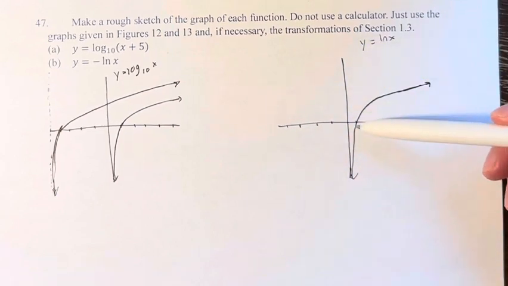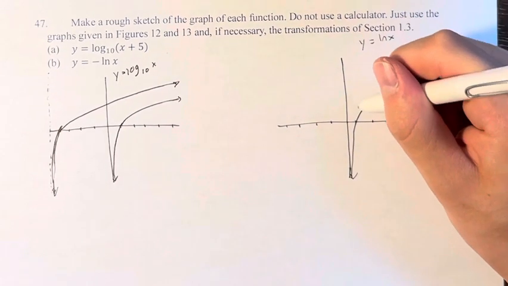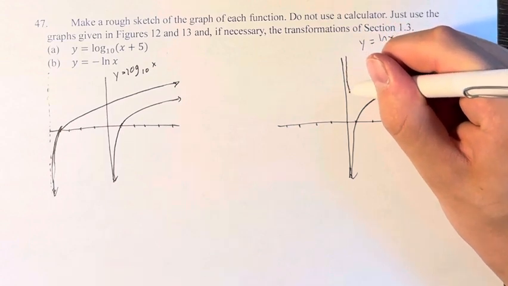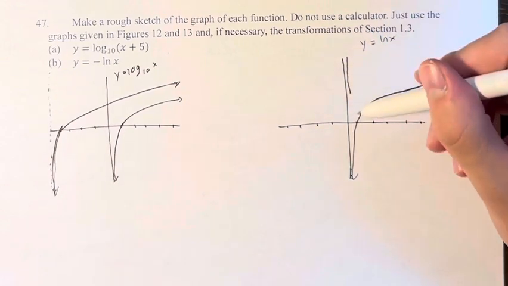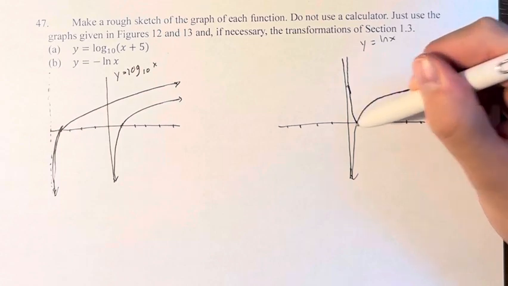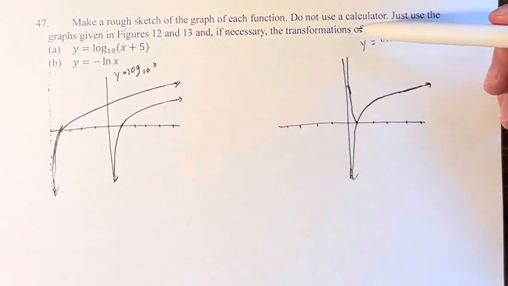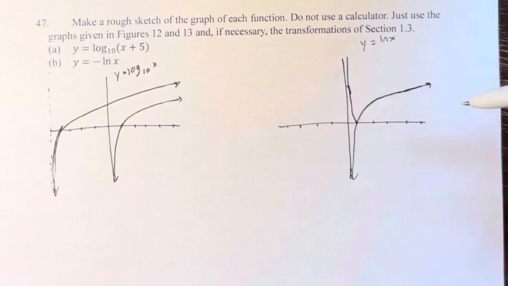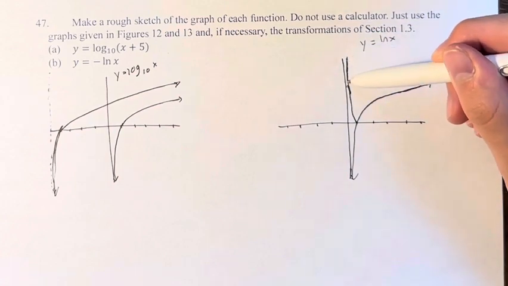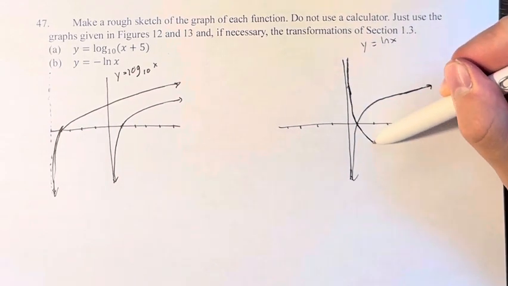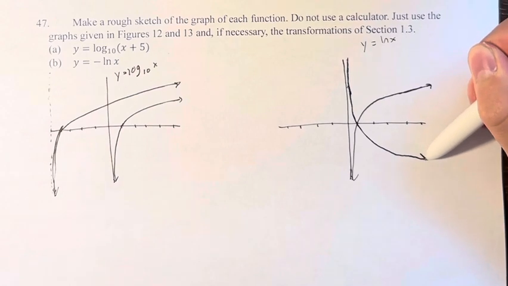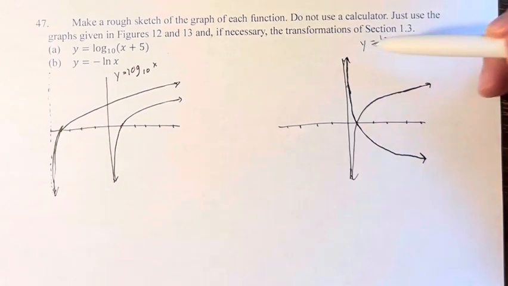So instead of going off to negative infinity as we approach 0, it's going to go off to positive infinity. The point (1, 0) is going to remain the same. We're reflecting across the x-axis, so any intersections with the x-axis remain the same. And there's only one, but that's okay because it's still helpful. And then it's going to go off to negative infinity instead of infinity as x goes to infinity.